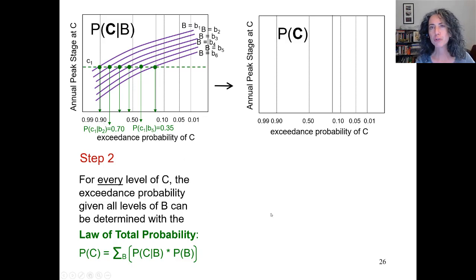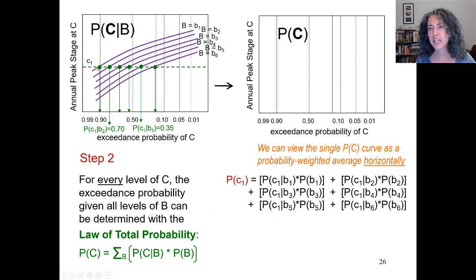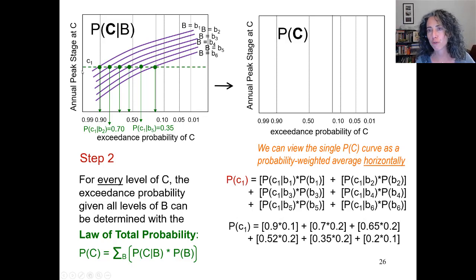Okay. Then to use my law of total probability, for each of these points, I'm going to say I want that probability of C given B1, which I've computed by coming down from the curve at each point, times the probability of B1, which was just the segment of the duration curve, right? So if I do that for this value of C, I add up all of these products and I get 0.56. So the exceedance probability of C1 is equal to 0.56.